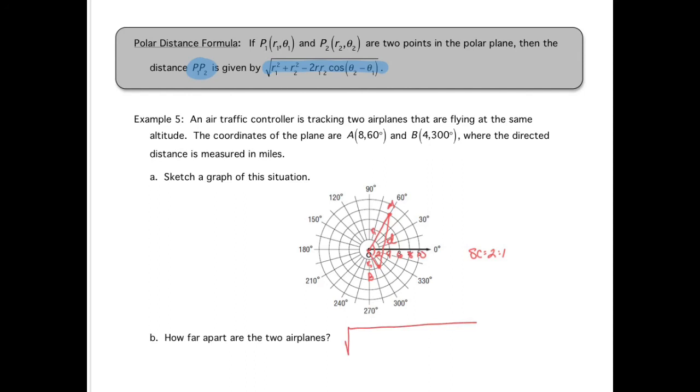The square root of my first radius, which was 8 squared, plus my second radius, which was 4 squared, minus 2 times the product of my two radii, times the cosine of angle 2 minus angle 1. So I've been using B as my 2 and A as my 1. So that winds up being 240 degrees.